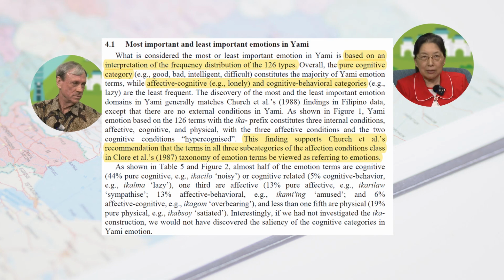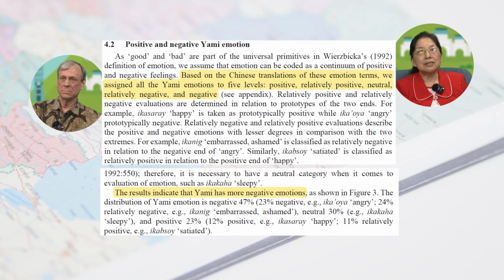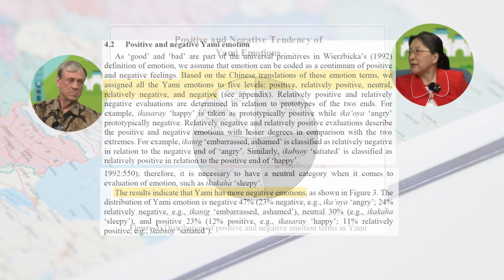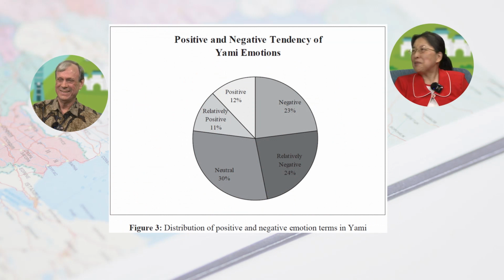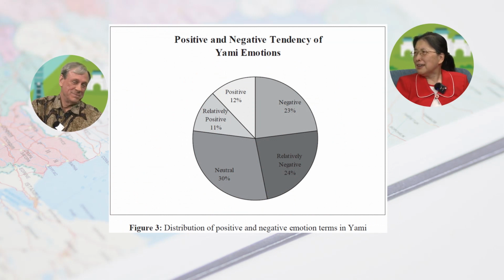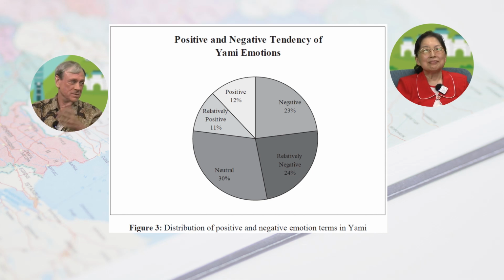In your corpus. In my corpus, yes, in my corpus. And in terms of positive versus negative, we see a lot of negative emotions. People complain a lot, right? People in general are not that happy. Well, I guess life is tough. Well, it's a subsistence lifestyle. I mean that's true in a lot of subsistence cultures. There's a lot of negative things because a lot of negative things happen.